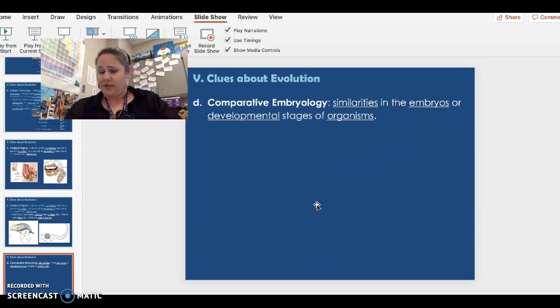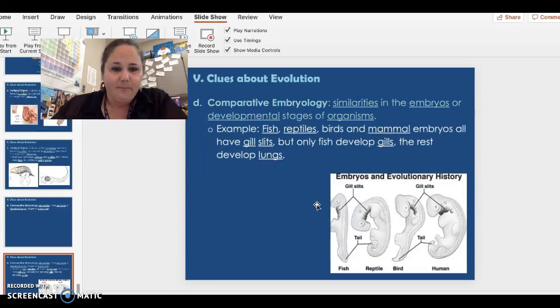Comparative embryology. Before you panic, I know a big word. Comparative, you're comparing. Embryology, an embryo is like when you're growing in your mom's belly. It's a stage of development. It's called an embryo. So DNA still has how you're made. So when you're being grown in your mother's stomach or when any organism's being made, there are similarities in the embryos or the developmental stages of organisms. So while they're growing, there's similarities between the stages of development. And this one always freaks me out.